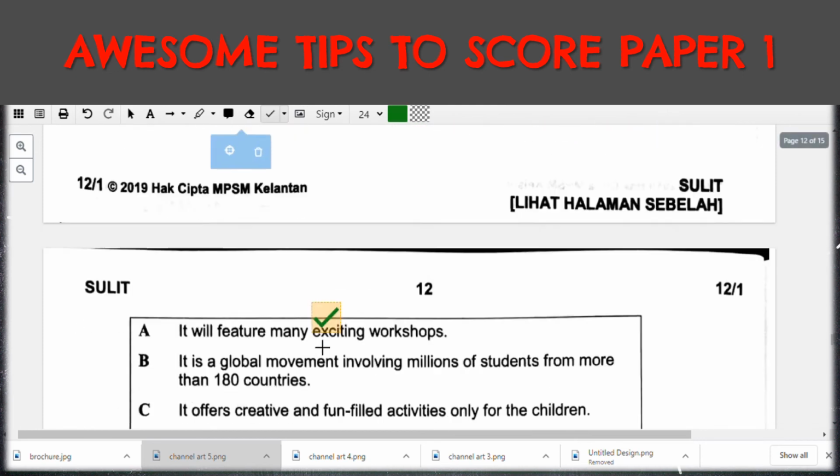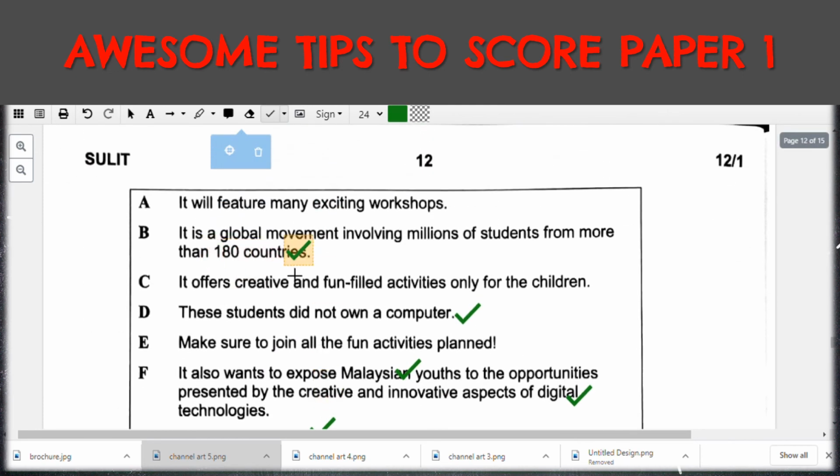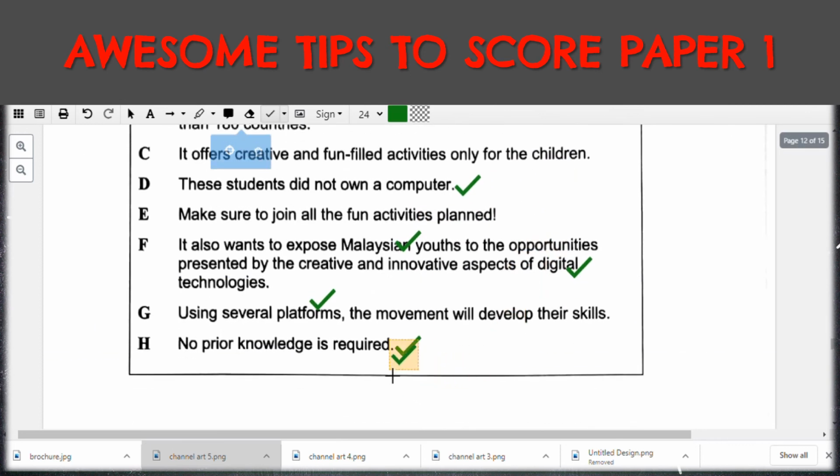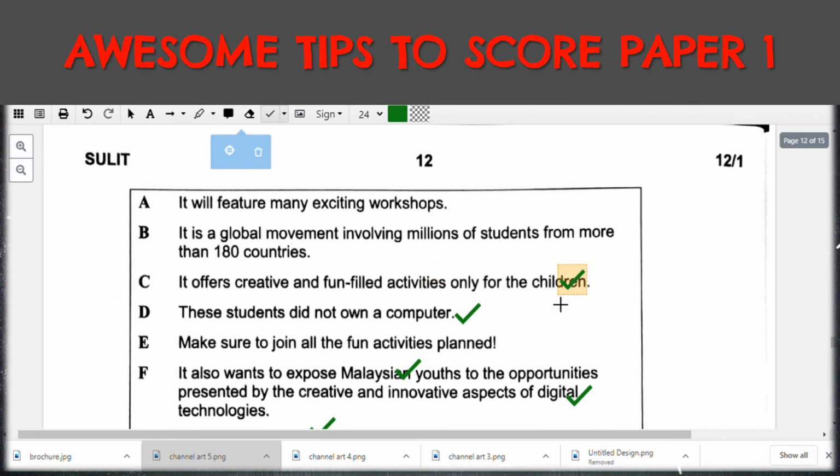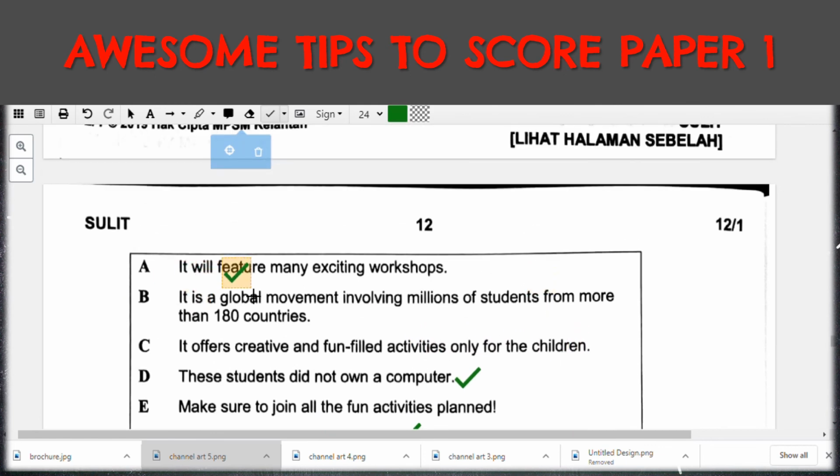So this is the best answer. Any other answer? It is a global movement. No. It offers creative and fun activities only for the children. Only for the children. Anyone can be adults, can be children. So this is not possible. It's wrong. When you see only, be careful. Okay, what other answers? The rest we have already marked. So the best answer is A.